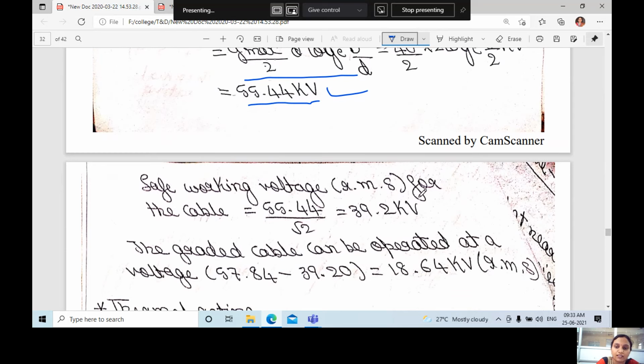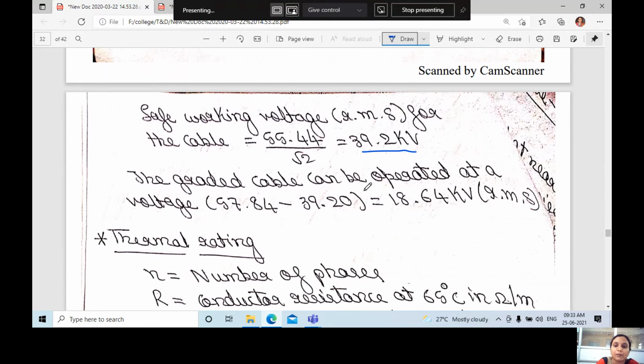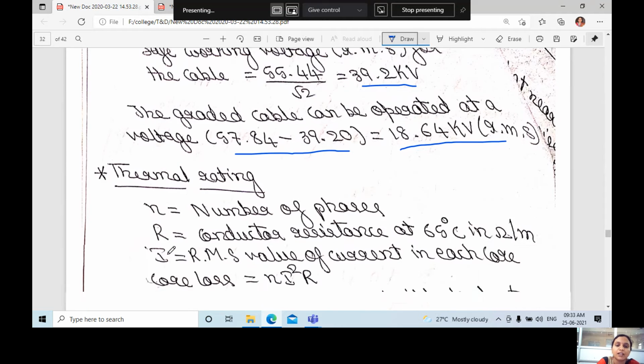Safe working voltage RMS for the cable is 55.44 divided by square root of 2, you will get 39.2 kilo voltage. The graded cable can be operated at a voltage 57.84 minus 39.20, you will get 18.64 kilo voltage. This is the RMS value. The graded cable can be operated at 18.64 kilo voltage more.